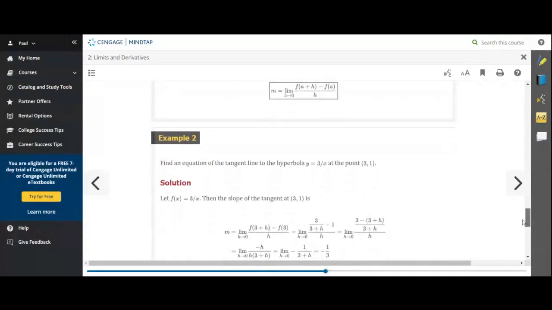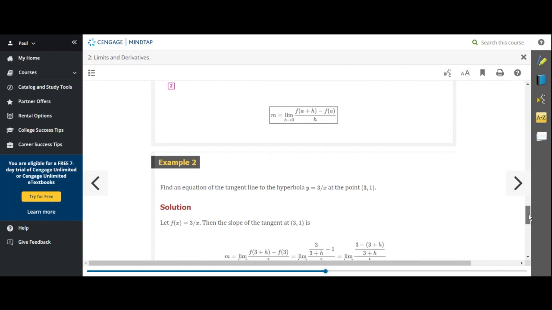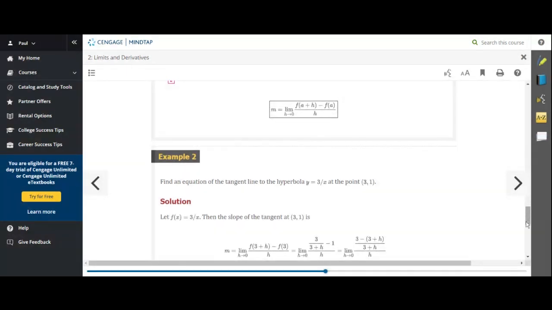So here, they want you to find the equation of the tangent line to the hyperbola y equals 3 over x. This is example 2. Find an equation of the tangent line to the hyperbola y equals 3 over x at the point (3, 1). So what they're doing is your function is 3 over x, and x is 3 plus h, a is 3, and they just apply the definition. Take a look at it for a moment, because this would be the first time most of you are seeing this.